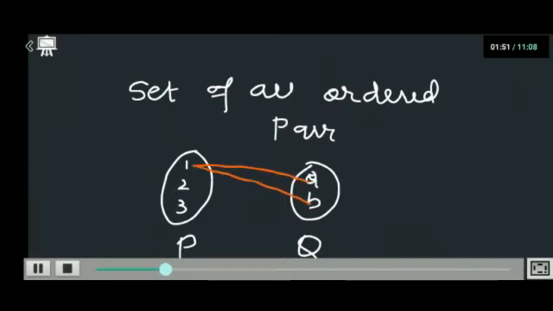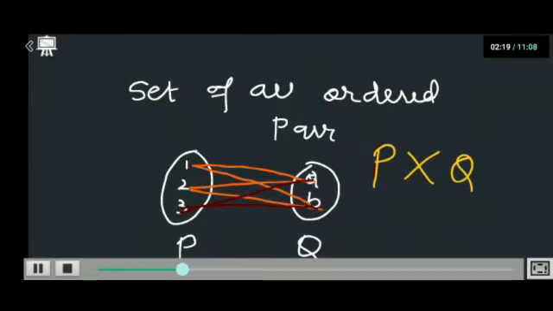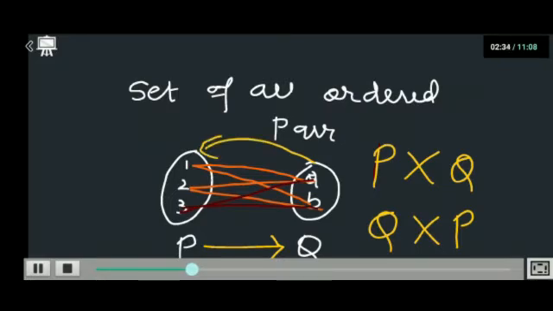1 is related to A and B, 2 is related to A and B, similarly 3 is also related to A and B. So I am having a connection of all the ordered pairs which are possible from P to Q. So the Cartesian product, which is represented as P cross Q, is nothing but the set of all ordered pairs of elements from P to Q. You need to understand, children, it will be from P to Q. If I write Q cross P, then it would be from Q to P. Hopefully you all have understood these things.